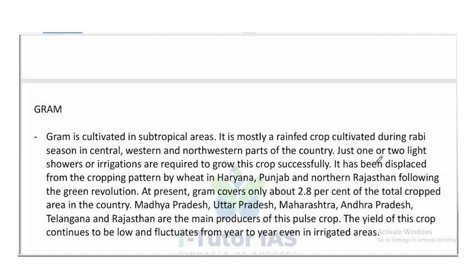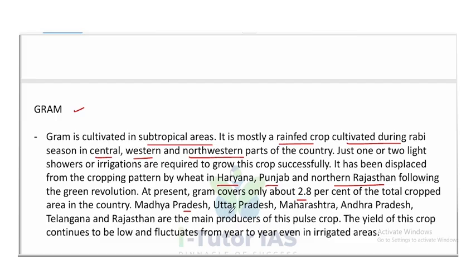So next one is gram. Gram is cultivated in subtropical areas. It is mostly a rain-fed crop cultivated during rabi season in central, western and northwestern parts of the country. Just one or two light showers or irrigation are required to grow this crop successfully. It has been displaced from the cropping patterns by wheat in Haryana, Punjab and northern Rajasthan following the Green Revolution. At present, gram covers only 2.8% of the total cropped area in the country.